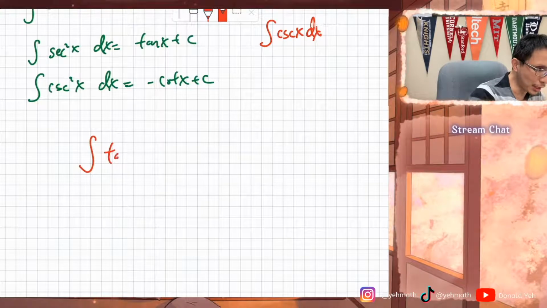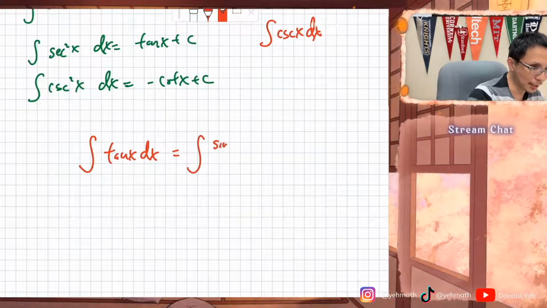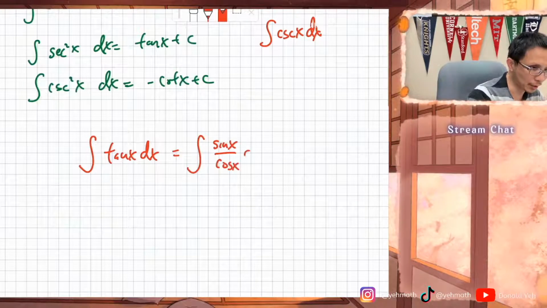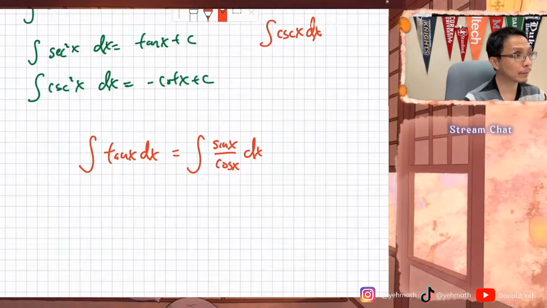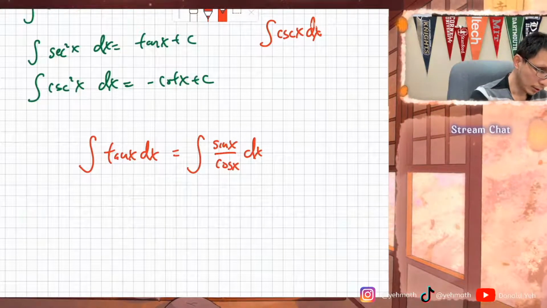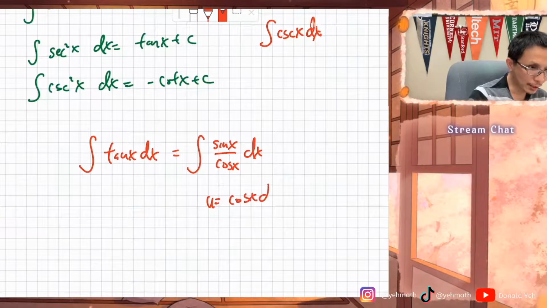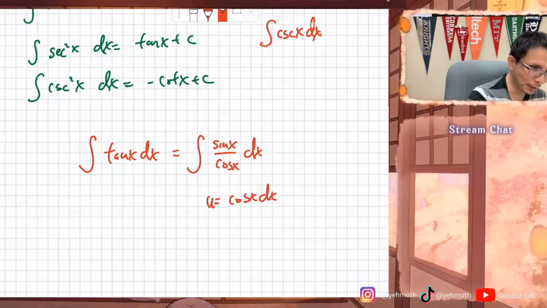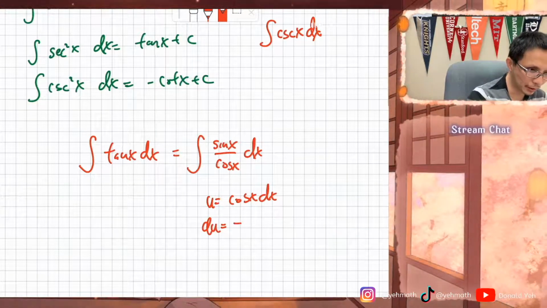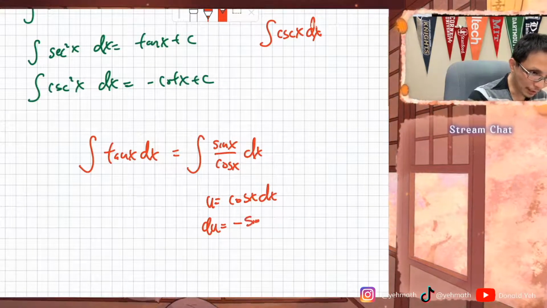So integration of tangent of x dx. Well, we already know trigonometry says that's the sine of x over cosine of x. Do you guys see it already? Yeah. What does u equal to? Cosine of x, but there was a missing piece because du is equal to negative sine of x dx. Thank you.